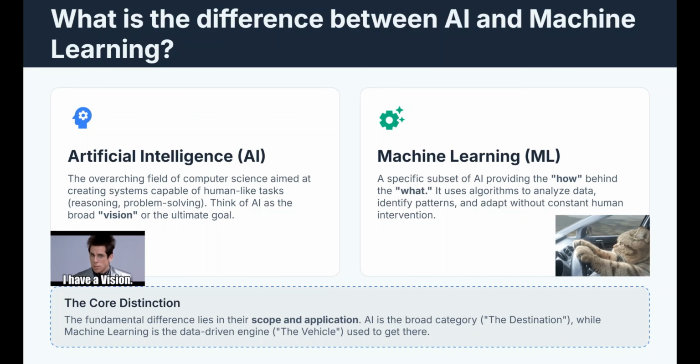Now, machine learning is a specific subset of AI that provides the how behind the what. It uses algorithms to analyze data, identify patterns, and adapt without constant human intervention.